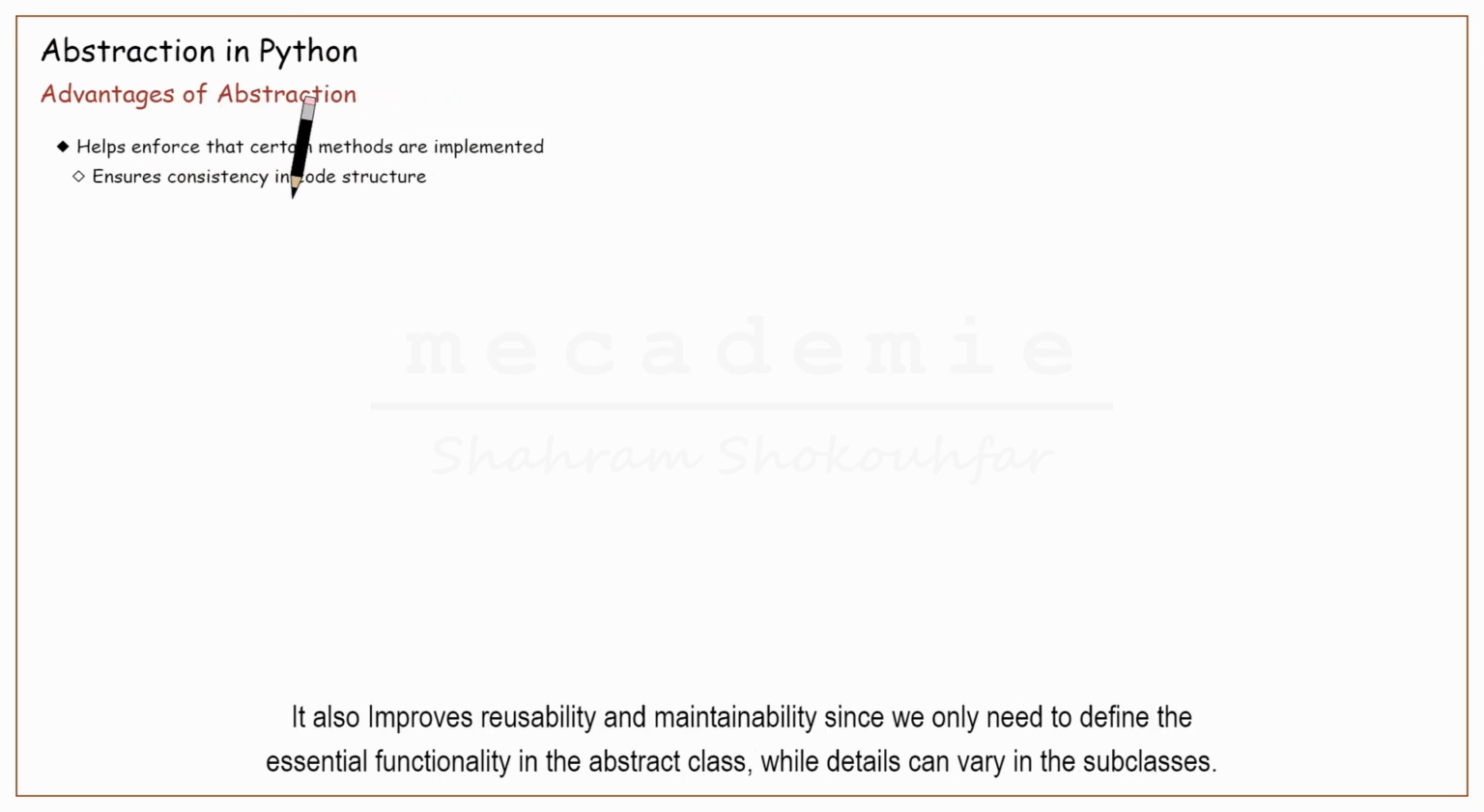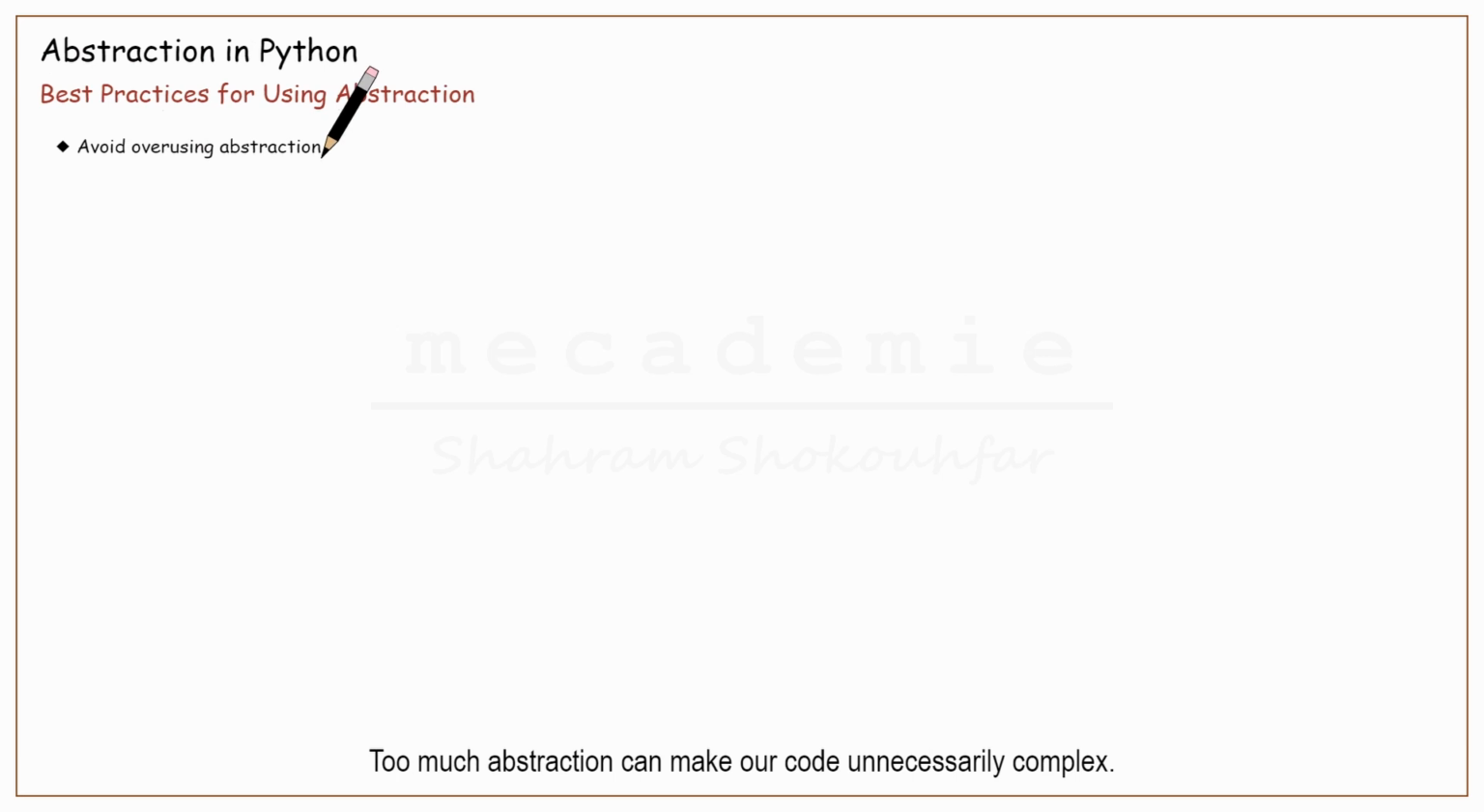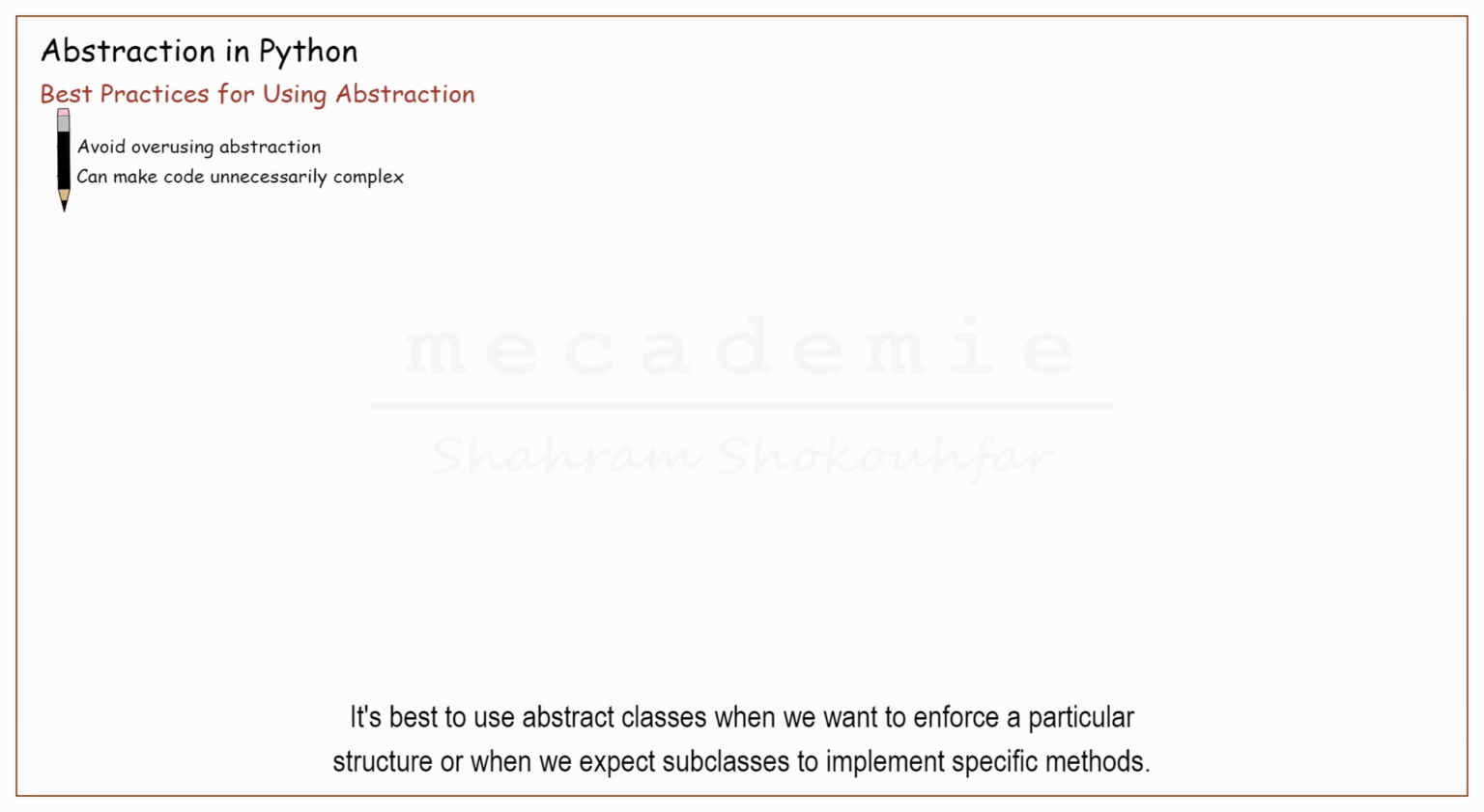It also improves reusability and maintainability since we only need to define the essential functionality in the abstract class, while details can vary in the subclasses. While abstraction is powerful, we should avoid overusing it. Too much abstraction can make our code unnecessarily complex. It's best to use abstract classes when we want to enforce a particular structure or when we expect subclasses to implement specific methods.